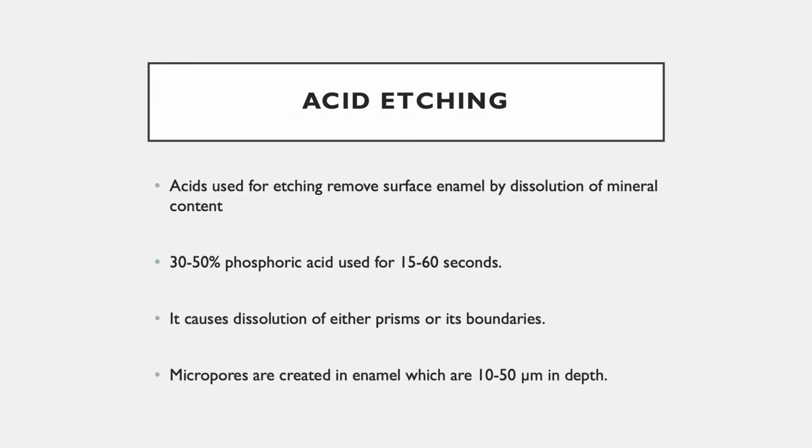During the acid etching procedure, acids are used to etch or remove the surface enamel by dissolution of the mineral content. 30 to 50% phosphoric acid is used for 15 to 60 seconds. It causes dissolution of either prism structure or boundaries. Micropores are created in the enamel, which are 10 to 50 micrometers in depth.